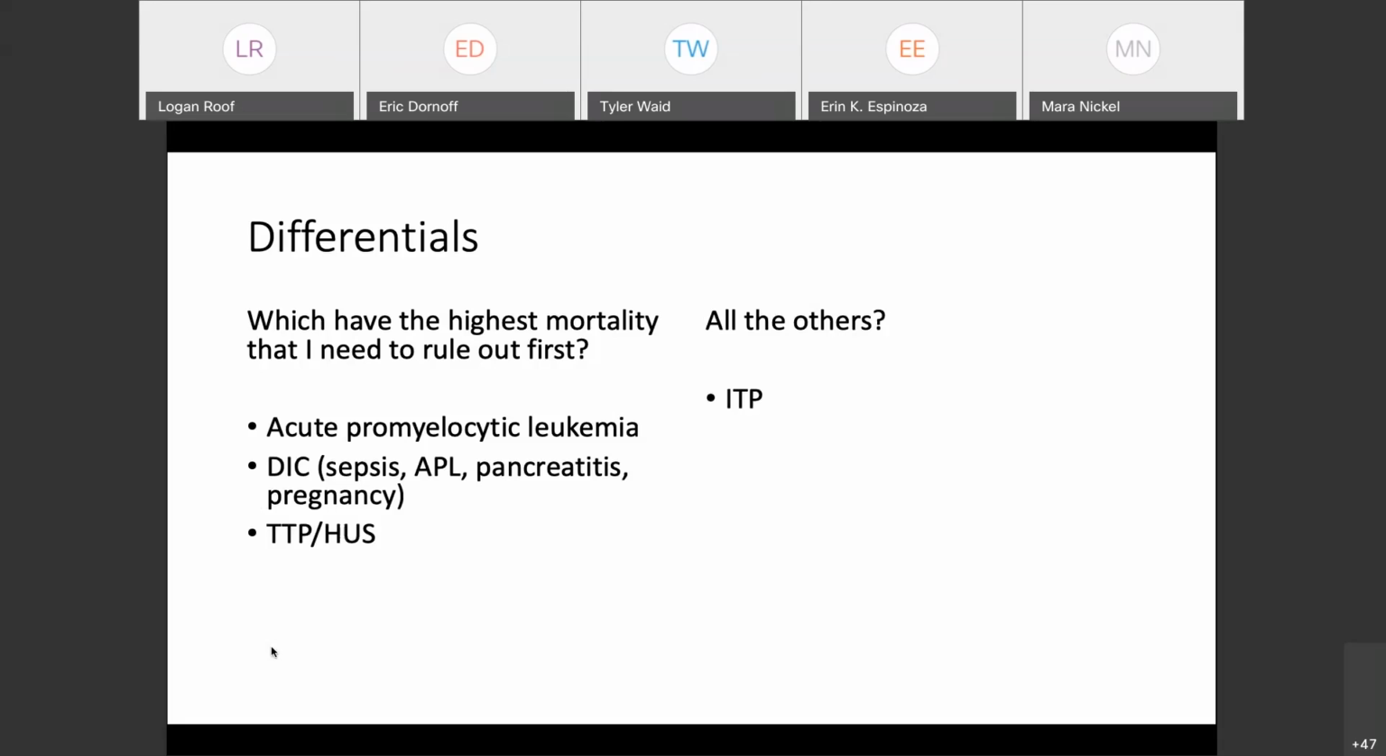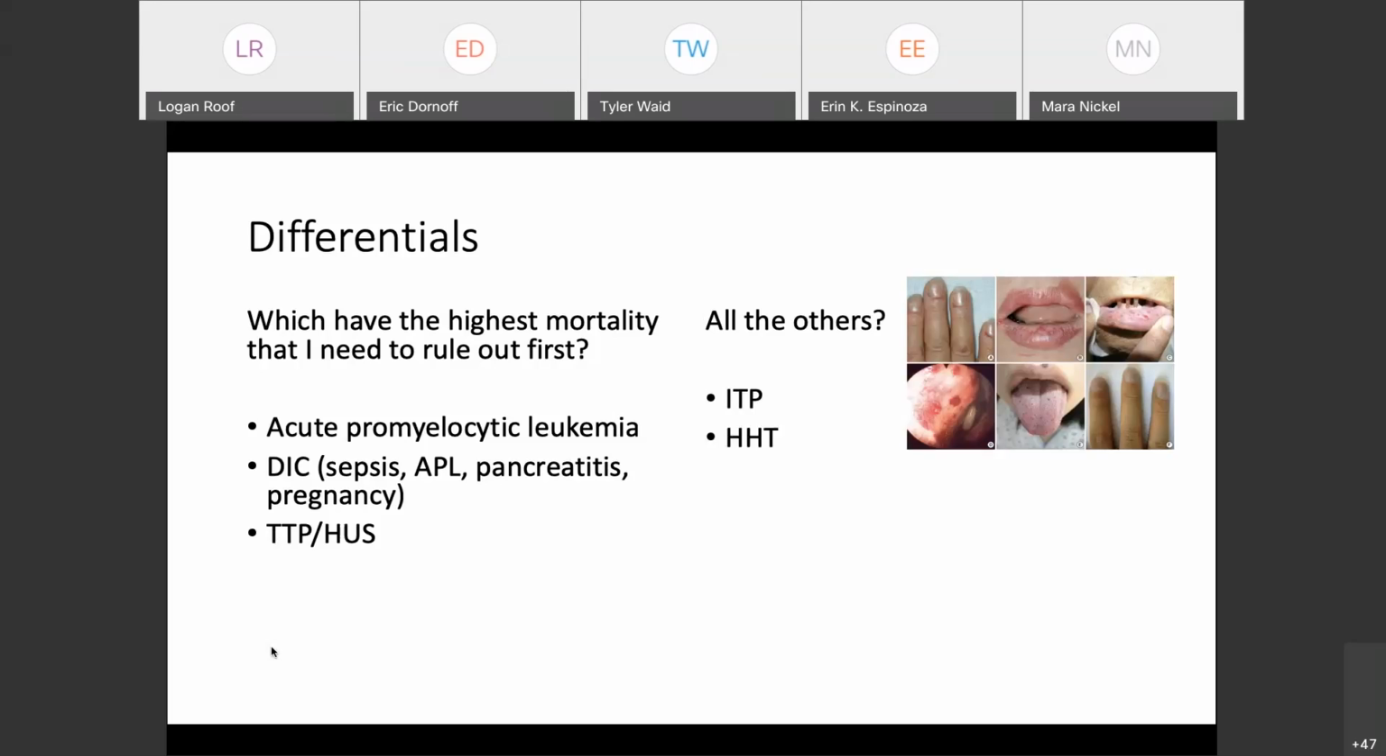What about all the others? So ITP, but of course the platelets should be fairly low, somewhere around like 5 to 10,000 even. They might have more petechiae and less likely to have these hematomas. HHT, so that's the Osler-Weber-Rendu syndrome. Those patients are going to have telangiectasias on their tongue and their lips, even AV malformations in the lungs and the brain. They're prone to bleeding.